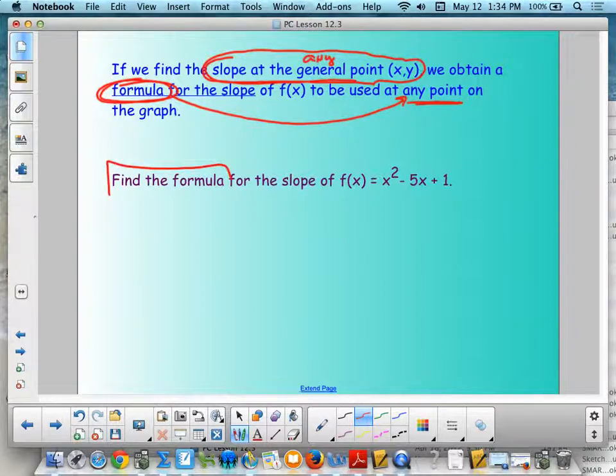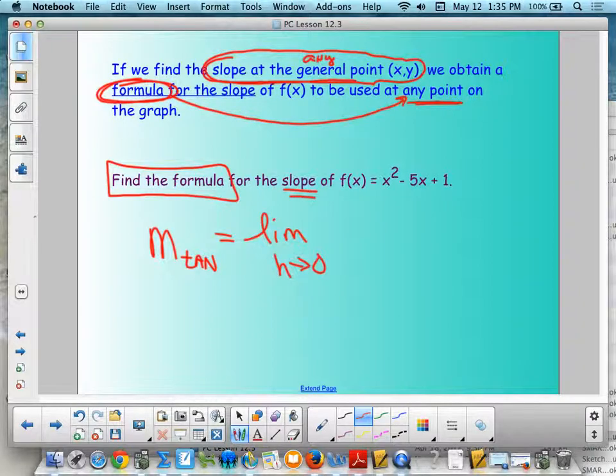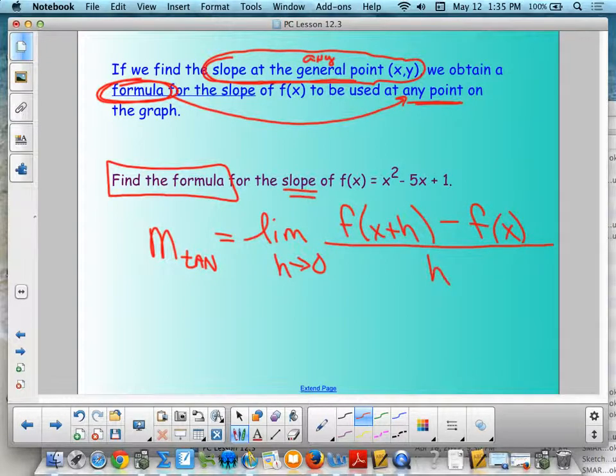So here's what we're going to do. We're going to find the formula for the slope of f of x. Guess what? Nothing changes, except for one tiny detail. Remember how yesterday I said, find the slope at 2, 1, 6, 3, and then you put the x value into the division problem? Well, you don't today. Today, if you just want a formula for the tangent line, it will always be the limit as h approaches 0 of this quotient, f of x plus h minus f of x over h. And there you go.